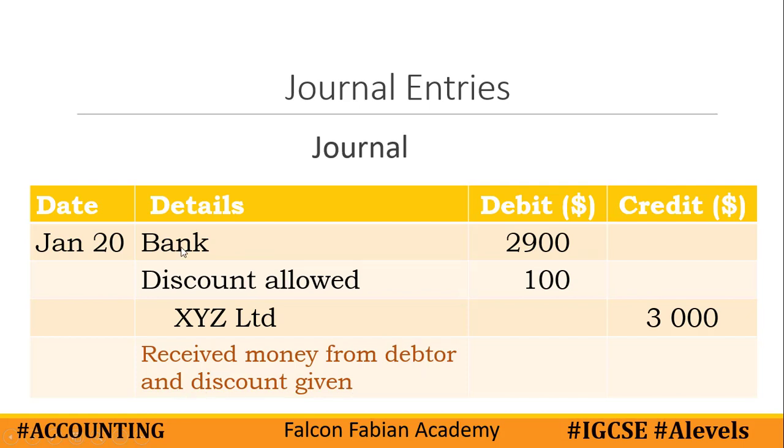So let's do it one more time. Bank account debit, and in the debit column 2,900. Discount allowed account also to be debited, therefore in the debit column 100. And XYZ Limited's account credited, therefore in the credit column 3000. And the narrative is received money from debtor and discount given. Over here, you can also use the word trade receivable.